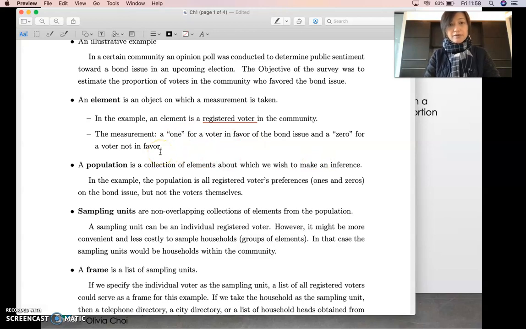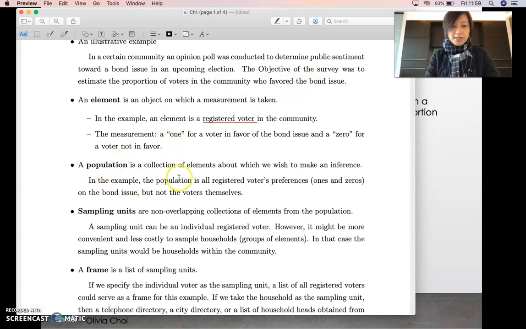Then at the end of the sample survey, we just add up all of the answers and divide that sum by the total number of answers. Then we get the estimated proportion of the voters who favor the bond issue, right?